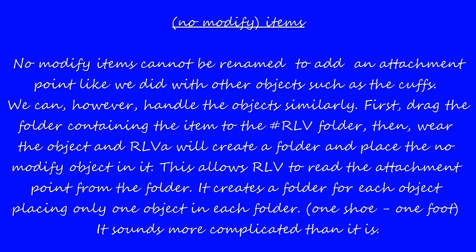No modify items cannot be renamed to add an attachment point like we did with the cuffs. We can, however, handle the object similarly. Wear the object and RLVa will create a folder and place the no modify object in it. This allows RLV to read the attachment point from the folder. It creates a folder for each object, placing only one object in each folder.